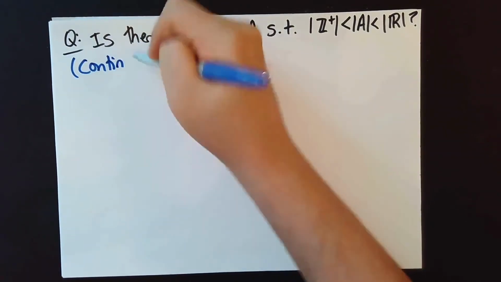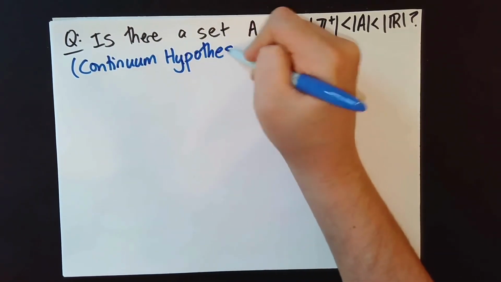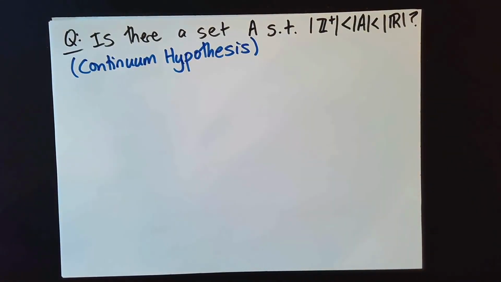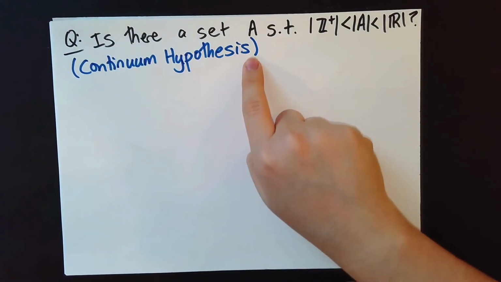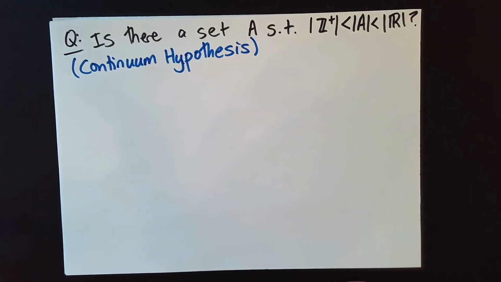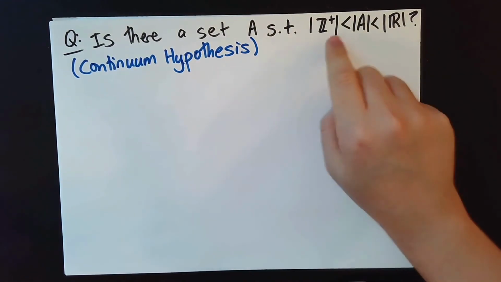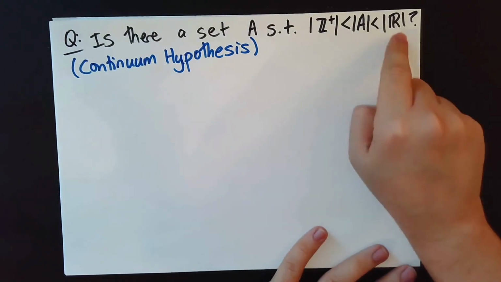This question ends up going by the name the continuum hypothesis. And when Hilbert sat down in 1900 to write a list of what he thought were the most important questions to be answered in the 20th century, this was one of the questions Hilbert asked. Is there a set whose cardinality lies strictly between the positive integers and the real numbers?